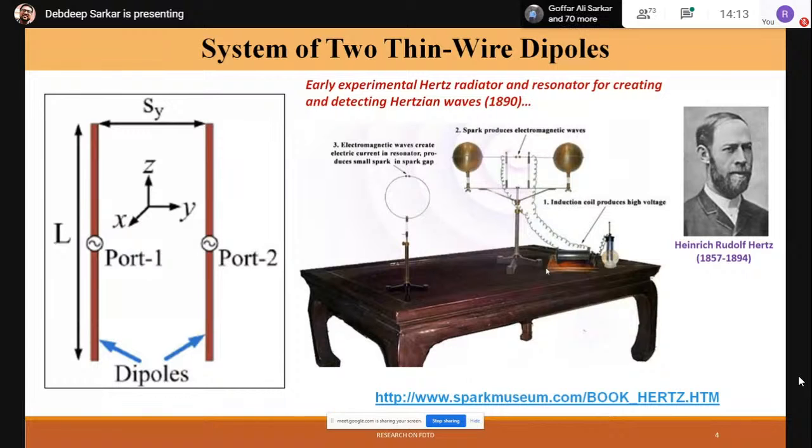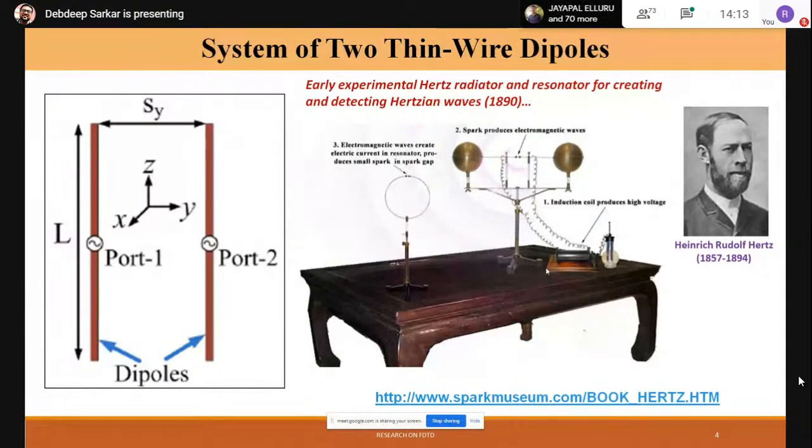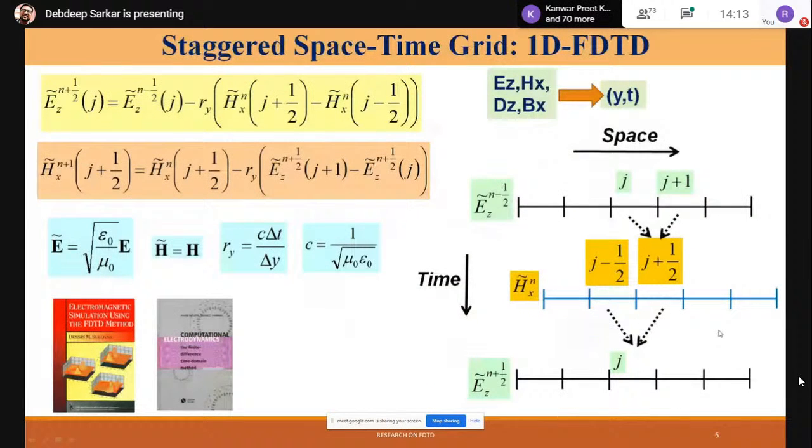That is why I thought that, instead of looking into very complicated geometries and how to model them in this short duration lecture, it is better to consider a very basic system, that is a system of two thin wire dipoles. Of course, this figure here is not a Hertzian radiator. I will be operating with half wavelength dipoles only. But anyway, the idea is from there. So now I have to implement that two dipole system.